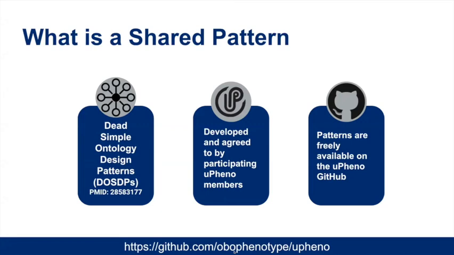As part of this uPheno effort, we came together as a group of ontology developers from the different phenotype ontologies for human and mammalian, and we had zebrafish and Xenopus and C. elegans and many others. And we came together to try to develop these standardized patterns, which I'll give you more details about, and then come to an agreement on how some of these terms that generally applied across the different phenotype ontologies should be represented. And then we would develop a repository and share all these patterns, and they're freely available in our uPheno GitHub repository.